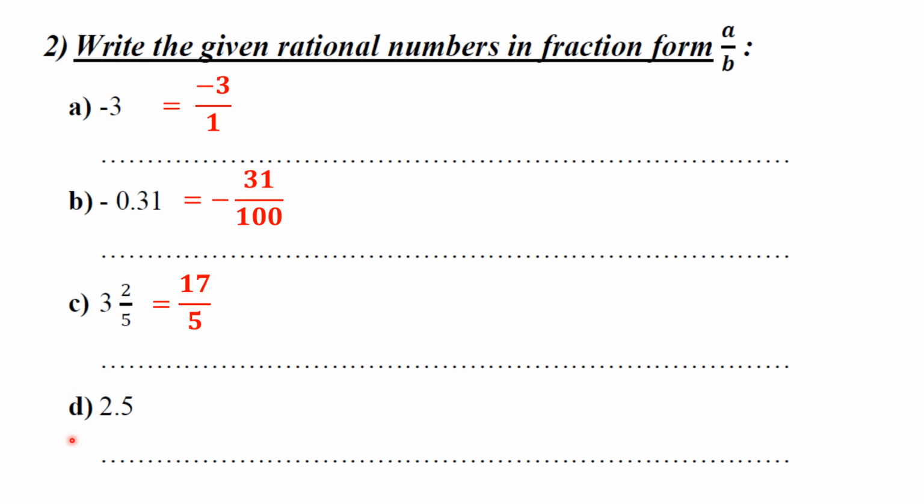On letter D, we have 2.5, 5 in the tenths place, so we have only one decimal place in the decimal part, so we will put 10 down and we write 25 in the numerator.